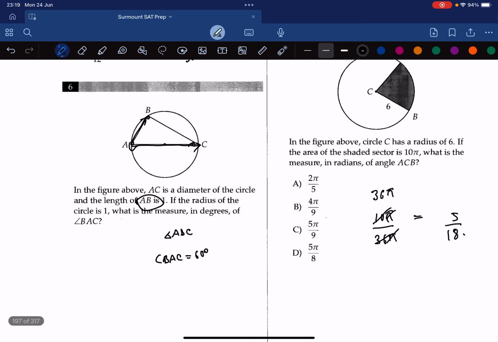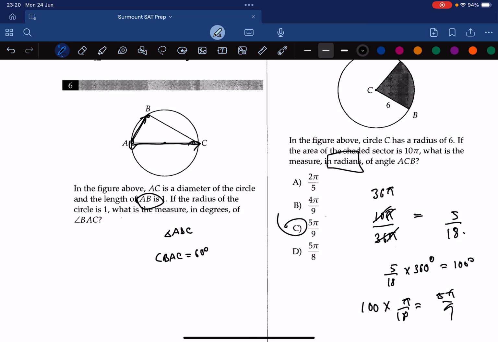And that's the shaded sector is 5/18 of the entire circle, which means that the central angle ACB must be 5 over 18 times 360 degrees, and that will give us 100 degrees. And then we can convert this back into radians, because again we need to solve for radians. So we can just multiply by the formula, pi over 180. So we should get 5 pi over 9, making C the correct answer here.